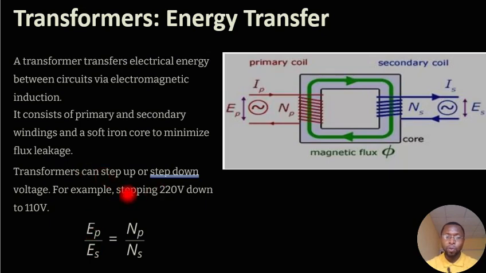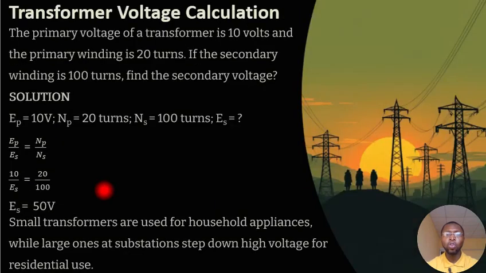So, for example, now we can decide to step down a voltage from 220 volts to 110 volts. If you want to achieve this, because you are stepping down, you make use of a step-down transformer. Okay, so let us see an example of how we use the transformer.